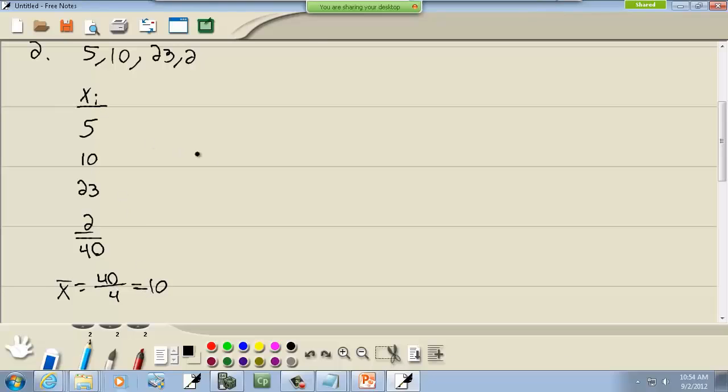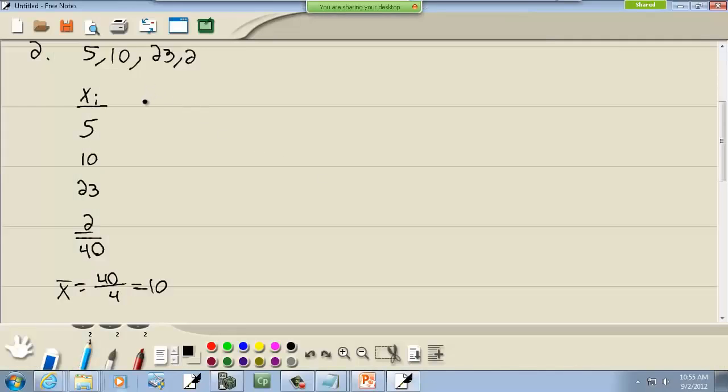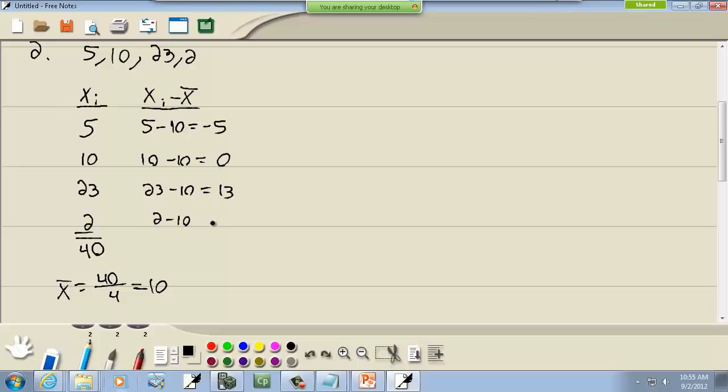That's our sample mean. Now from the formula here, it says x sub i minus x bar. So we need a column for x sub i minus x bar. We're going to take each of these x values and subtract the x bar. So 5 minus 10 will give us negative 5. And we've got 10 minus 10, which gives us 0. 23 minus 10, which is 13, and 2 minus 10, which gives us negative 8. Now let me double check myself here. 5 minus 10, 10 minus 10, 23, 2, okay. Negative 5, 0, 13, negative 8.